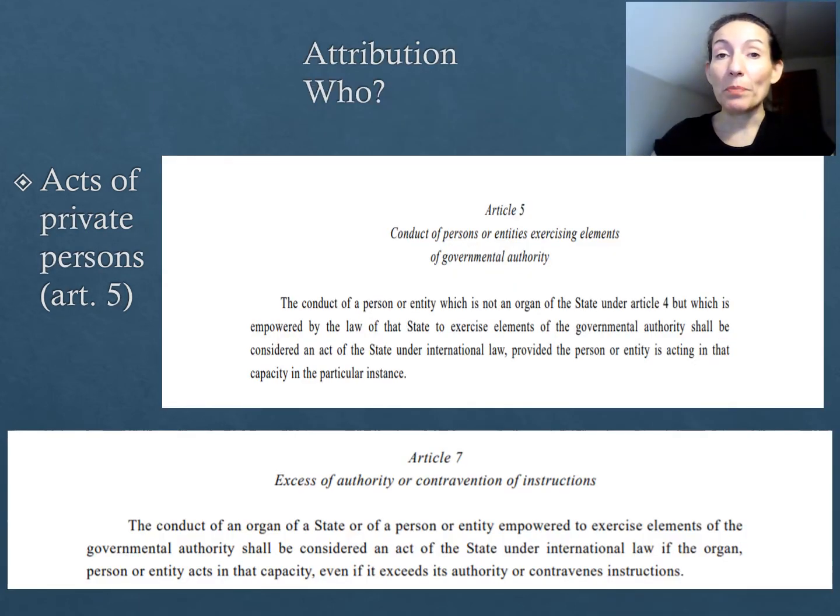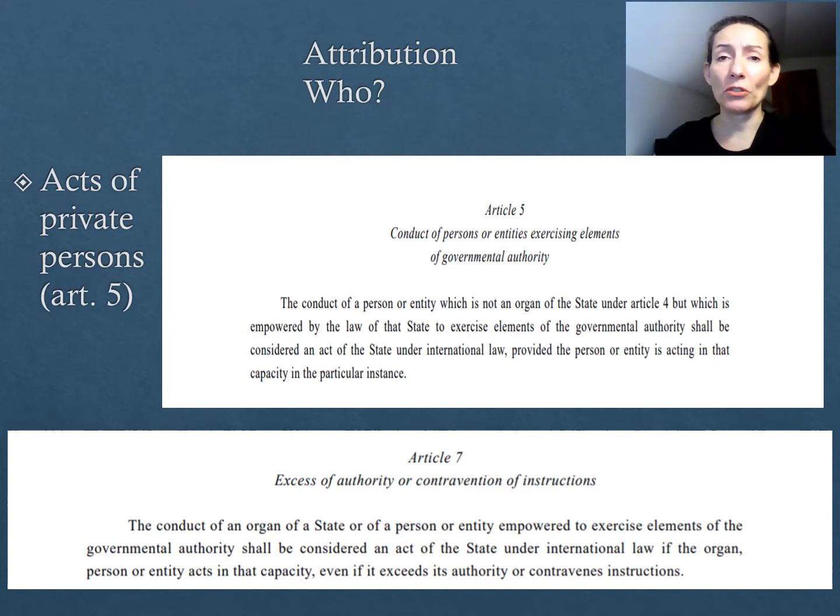Acts of private persons can also be attributed to a state if the person or body was acting in exercise of governmental authority. As long as it acts in that capacity, the acts of the individual or entity are also attributed to the state. For instance, many times states will hire private bodies to exercise public duties, and in performing these duties, they might violate international law. In practice, the distinction between private and public bodies, private and public functions, can become very complicated.